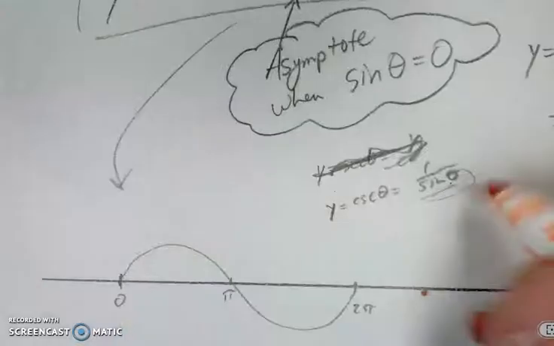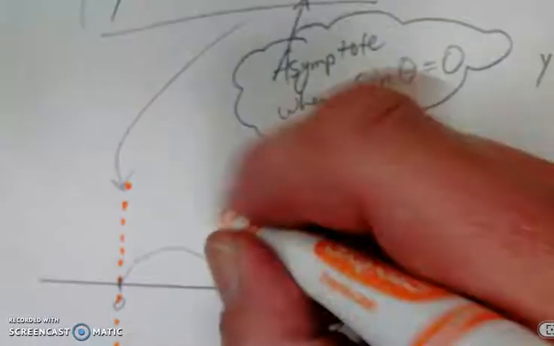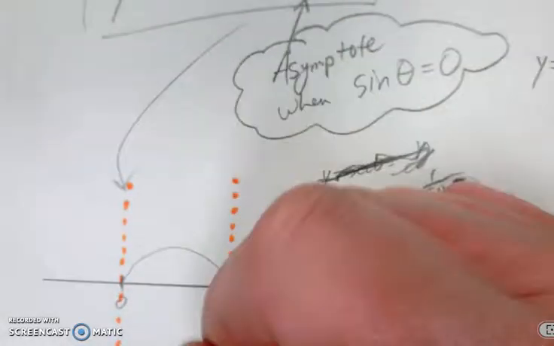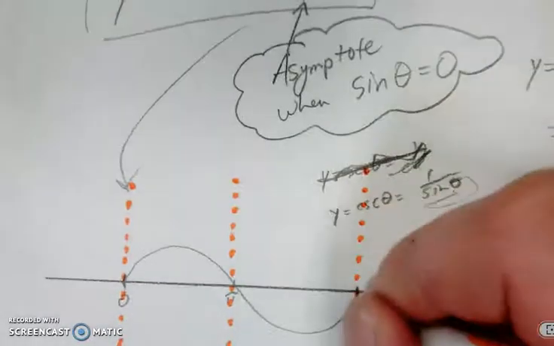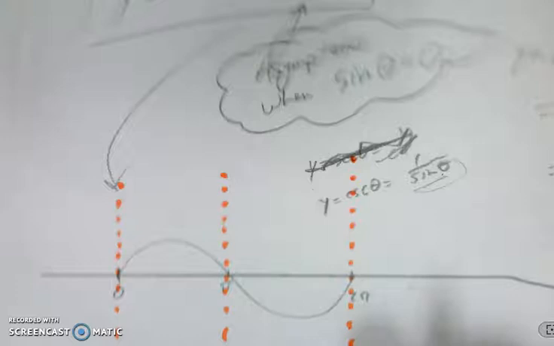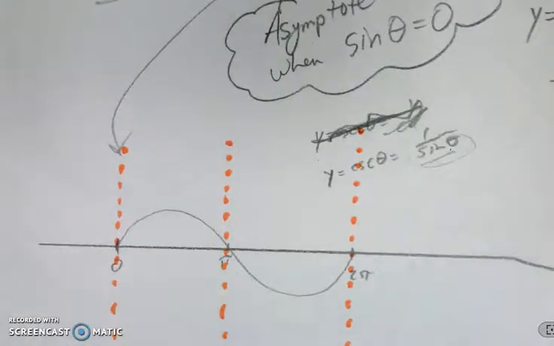Because at 0, you'd be trying to divide by 0. Can't do it. Asymptote. Plug in pi. Sine of pi would be 0. Can't do it. Asymptote. 2 pi. Sine of 2 pi is 0. Can't divide by it. Asymptote. So those are the asymptotes. Okay. That's not the actual graph yet.